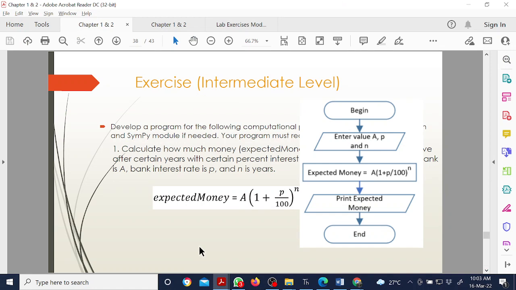Have you opened it already? Okay, each of you can open your own answers. First, the user must enter values A, P and N. A is the initial money, P is the interest rate, N is the years.